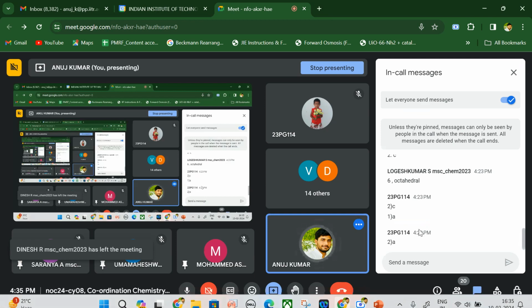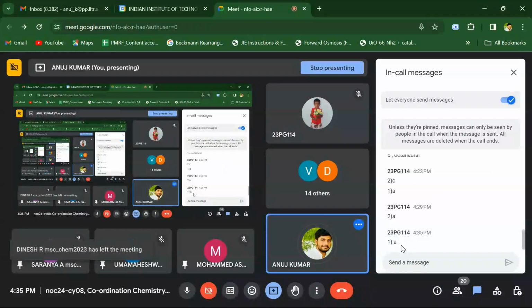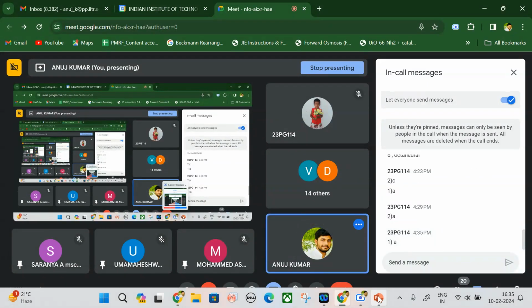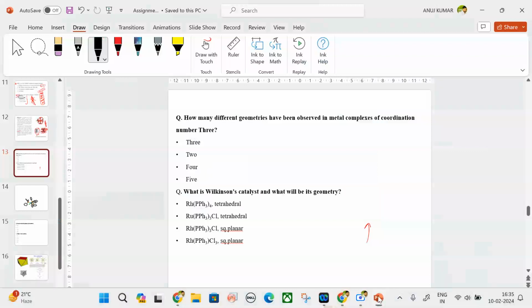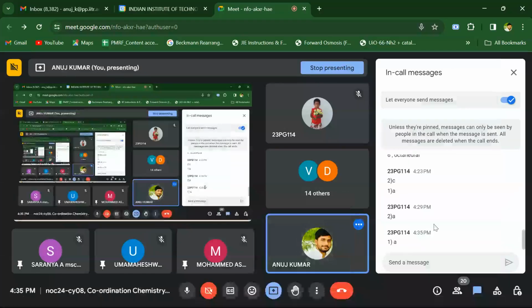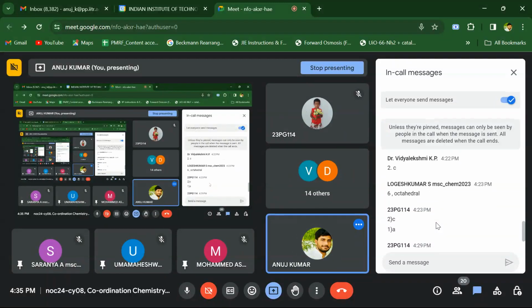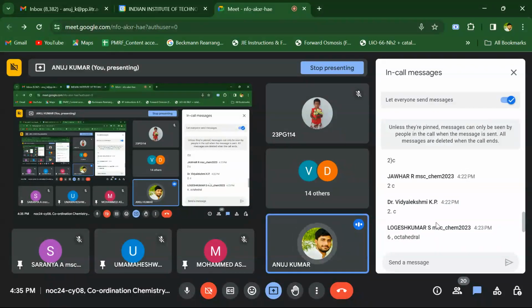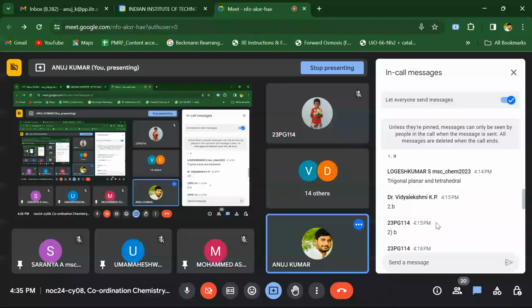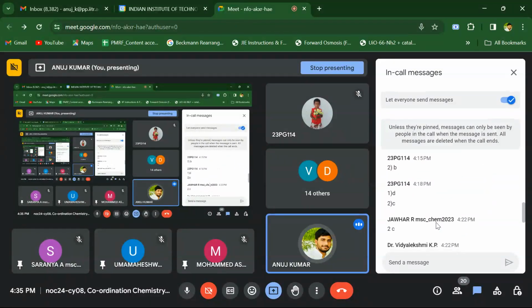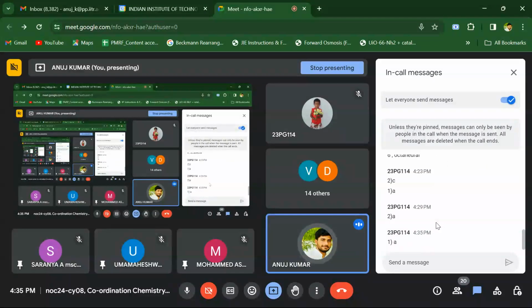If you know the answer, please tell me. Only one candidate, two, three are giving the answer. Four. Just try to get the answers.